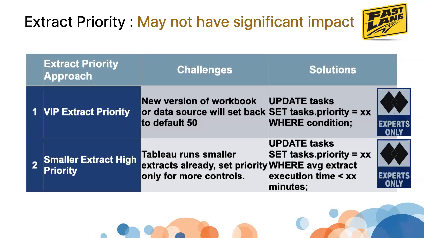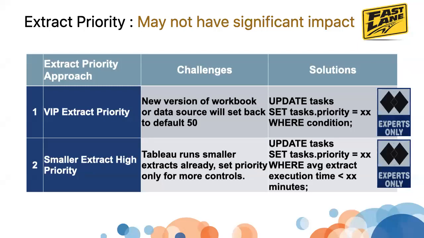Now, if you are doing number one, probably you also want to do number two. That's also what I have been doing for a long time. Number two is make smaller extracts higher priority. Think about that. It will go first, almost on top.